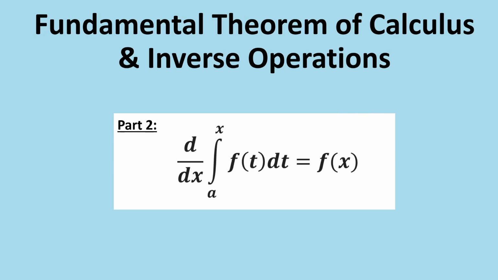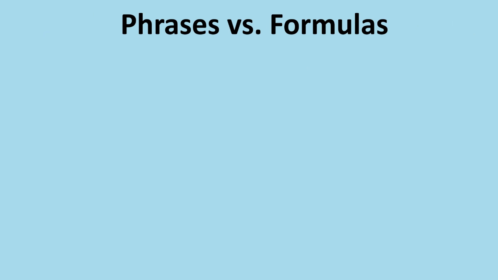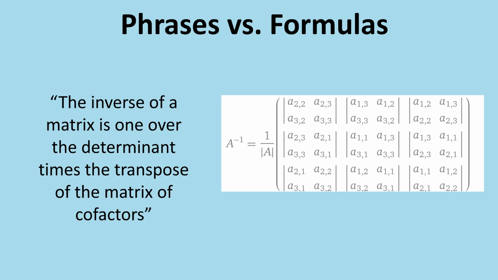Part 2 of the FTC is much more difficult to understand and use, but it's probably the most important. What does it really mean, and how can we make it more understandable in terms of inverse operations? I tend to remember phrases more than pictures and formulas, so if I can find a phrase that describes an idea, then I can remember it. For example, the inverse of a matrix is 1 over the determinant times the transpose of the matrix of cofactors. Try it out, it'll work.